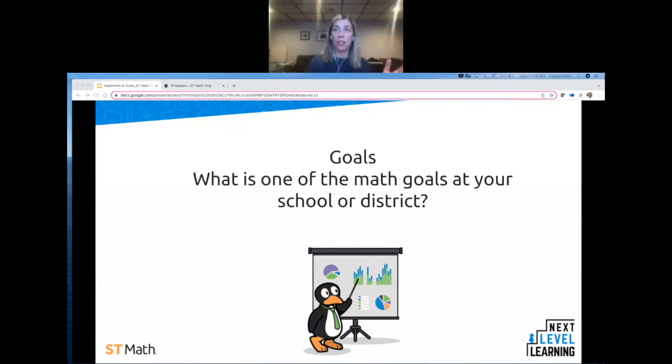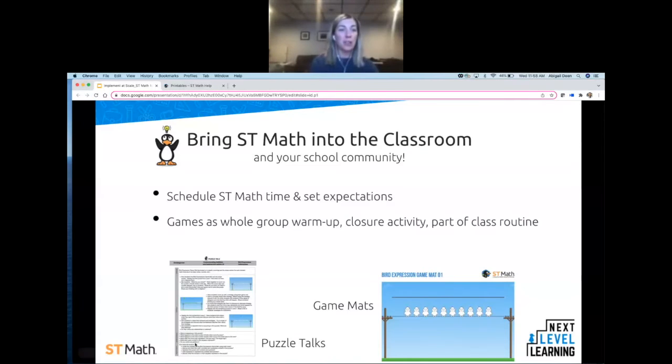And this is really important as we think about utilizing these strategies and how they will tie in to supporting the goals that you already have at your school and district. So the first strategy is bringing StMath into the classroom and the school community. But first, we're going to talk about the classroom. This strategy really includes a ton of great resources. Bringing StMath in the classroom really helps to solidify a lot of those math goals that you were thinking about just in that last slide.